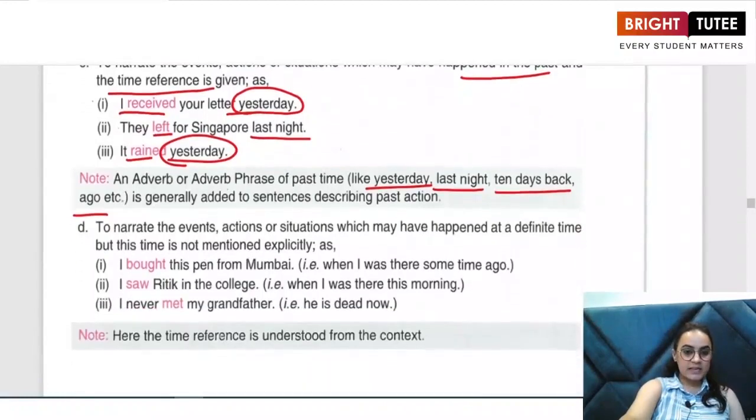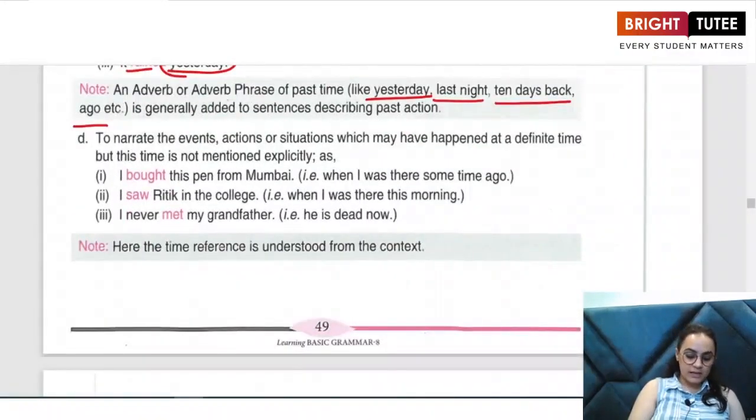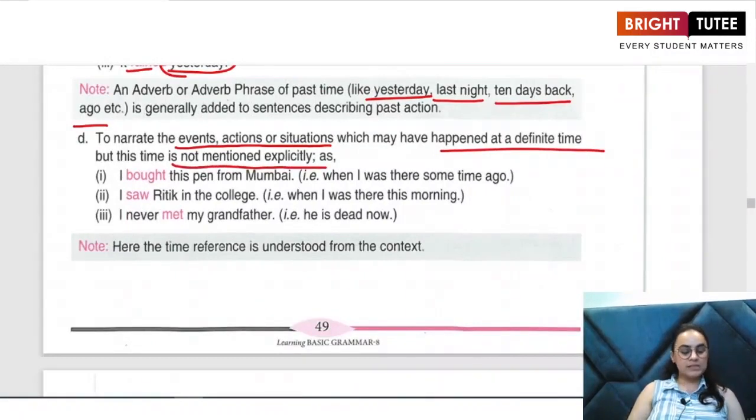The next case is to narrate those events, acts or situations which have happened at a definite time. But this time is not mentioned explicitly. They took place at a definite time, but what was the exact time? That has not been mentioned clearly. For example, I bought this pen from Mumbai. You know that you bought this pen from Mumbai, but when exactly did you buy it? The time duration is not clearly mentioned.